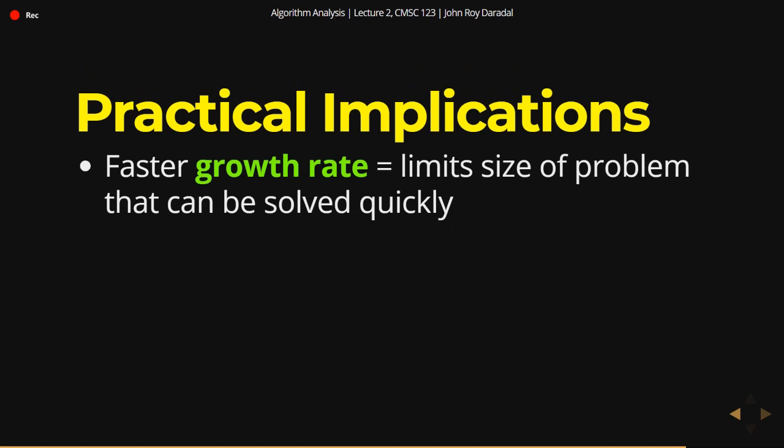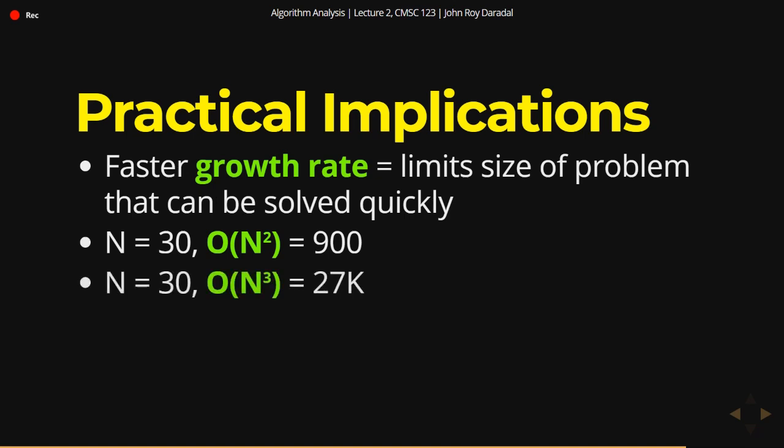So what are the practical implications of this one? If you have a faster growth rate, that limits the size of the problems that you can solve quickly. So for example, if your problem size is 30 and your running time is O of n squared, then it will be done in 900 time steps, because 30 squared is 900. But if it's O of n cubed, then it would be 27,000 time steps already. So just imagine from less than 1,000 to 27,000, that's a big difference, right?